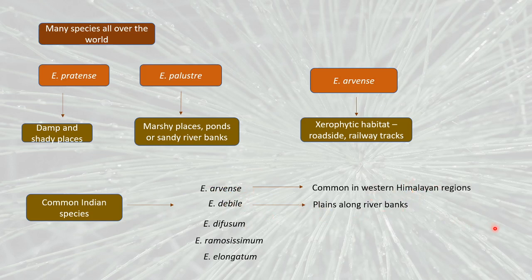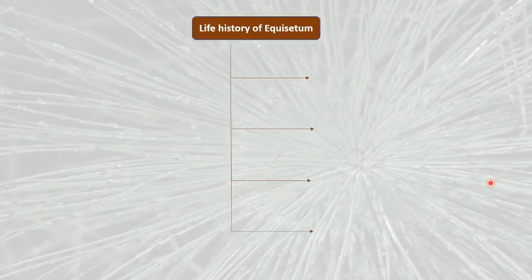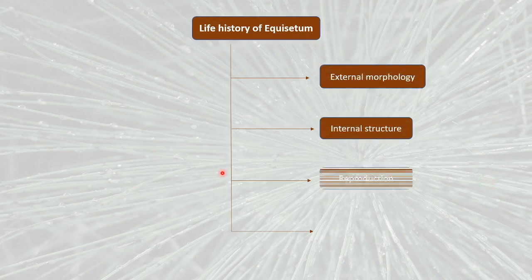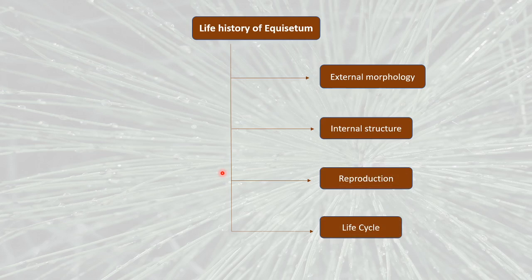So at least you can remember some of these species names and the ones that have been mentioned in terms of where they can be seen, right? So now we move towards the understanding of the life history of Equisetum. We are going to understand the life history of Equisetum in 4 parts.